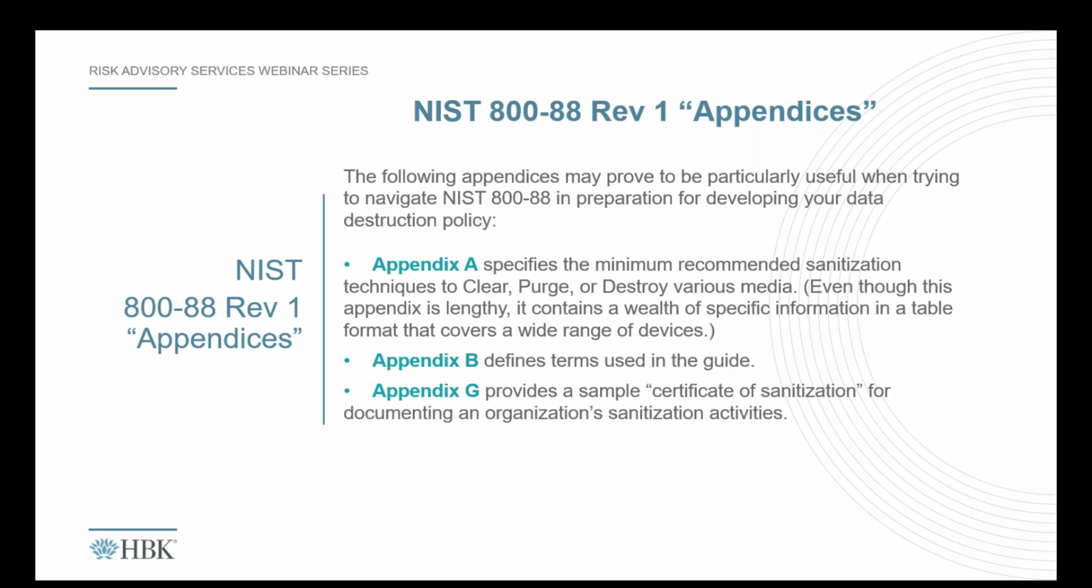Appendix B are the terms used in the guide, and that's always helpful. And then finally, Appendix G provides the sample certificate of sanitization, and it just shows you what they consider. I want to point out, though, that as long as you have the factors, again, the format isn't the end all. It's that your document has everything that it needs as far as content goes.